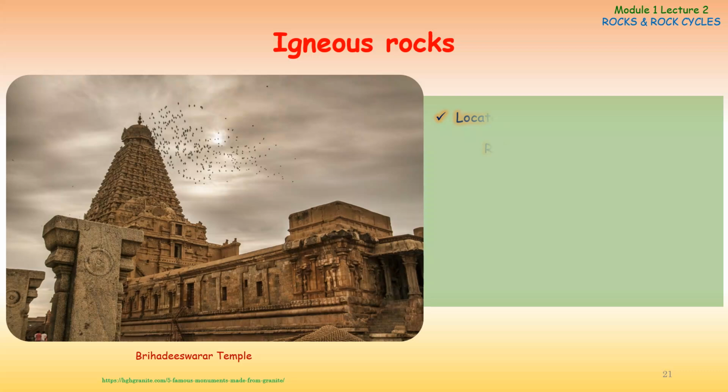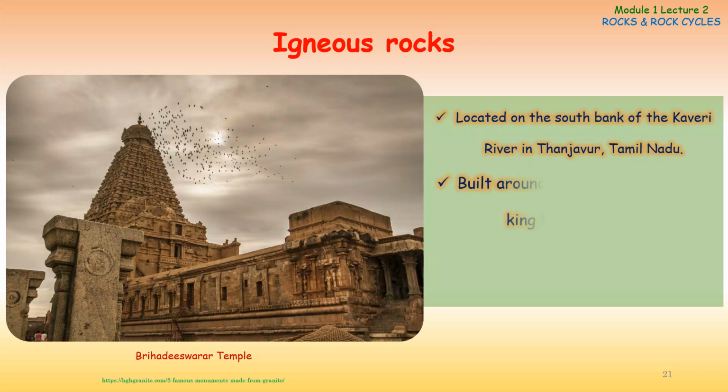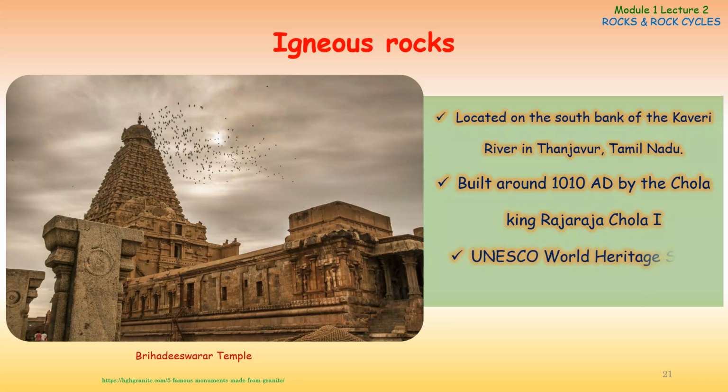Dedicated to the Lord Shiva, represented as a huge lingam, the temple was built around 1010 AD by the Chola king Rajaraja Chola I. This temple is listed as a part of the UNESCO World Heritage Site. The complete structure of the temple is made out of the granite.